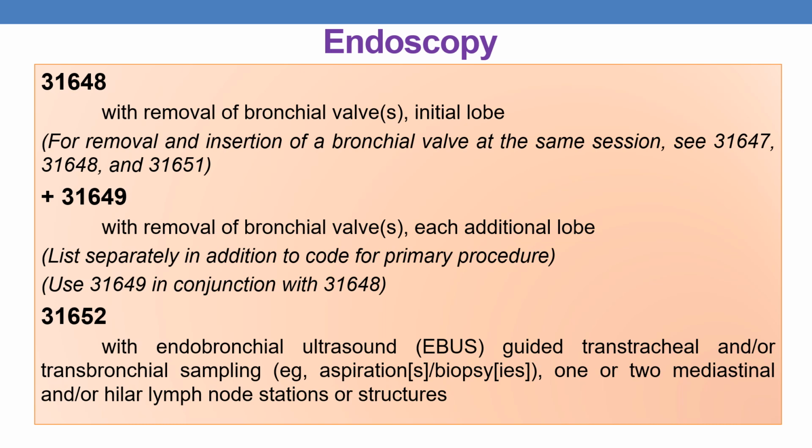The next is 31652. It deals with bronchoscopy rigid or flexible with endobronchial ultrasound guided tracheal, transtracheal and or transbronchial sampling. For example, aspiration, biopsies, 1 or 2 mediastinal and or hilar lymph node stations or structures.